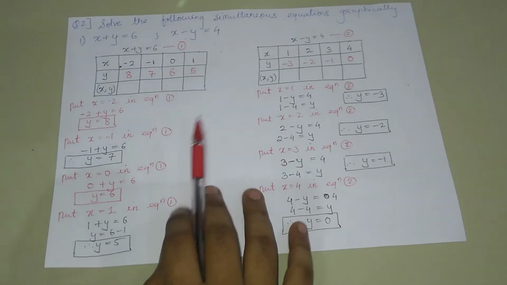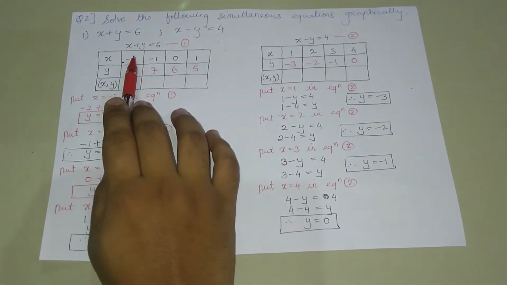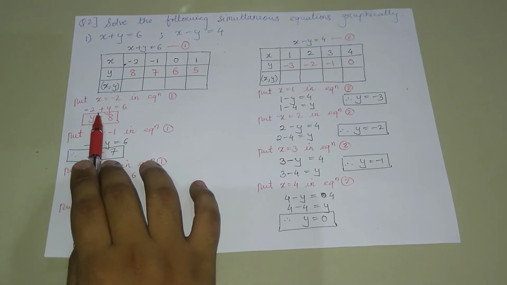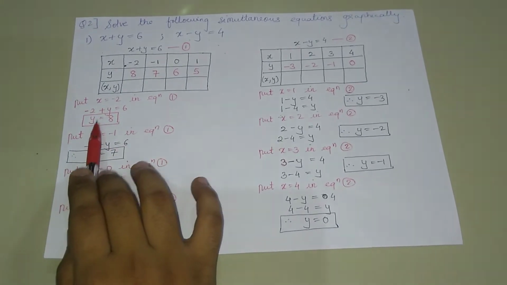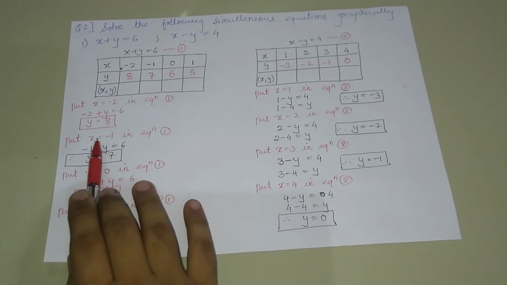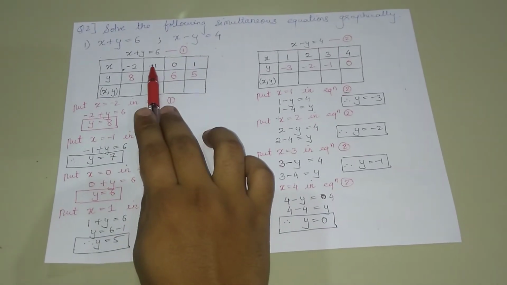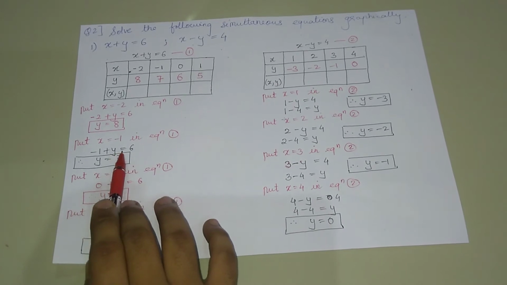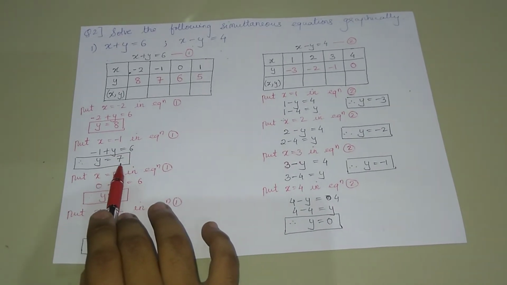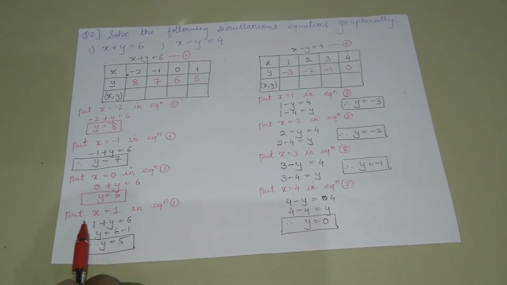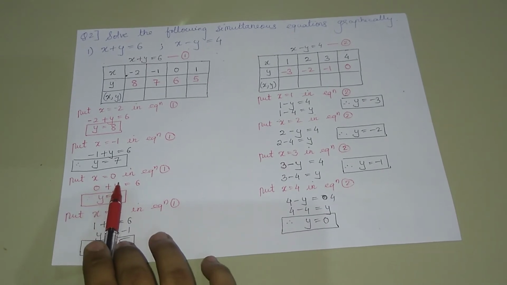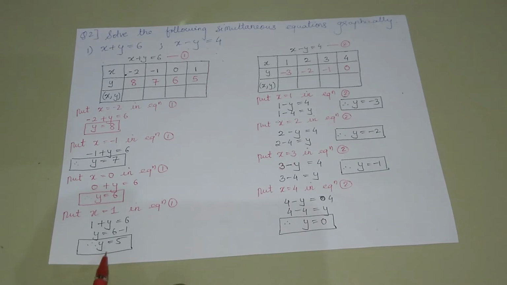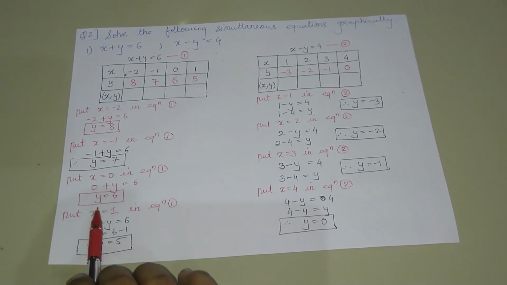Now put x value as -2 in equation number 1. When you put that, -2 plus y is equal to 6, so y is 8. Now we'll put x is -1 in equation 1: -1 plus y is equal to 6, y is equal to 7. Similarly, when you put x is equal to 0 in equation 1, we get y is equal to 6.